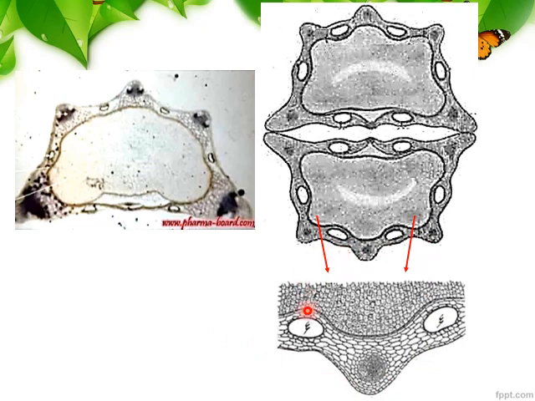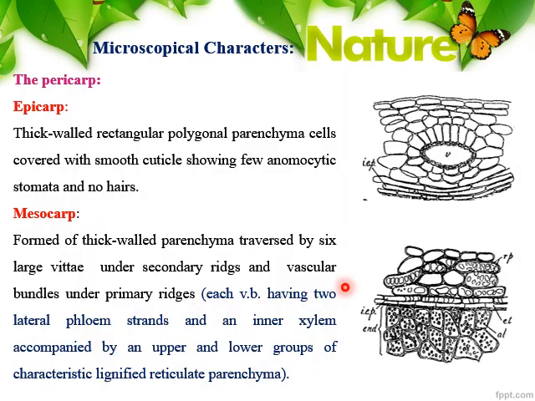This part showing epicarp of polygonal cells covered with smooth cuticle and bearing anomocytic stomata. On the primary region we have bicollateral vascular bundle of xylem capped from upper and lower sides by phloem. Below the xylem or the vascular bundle we have reticulated lignified parenchyma.